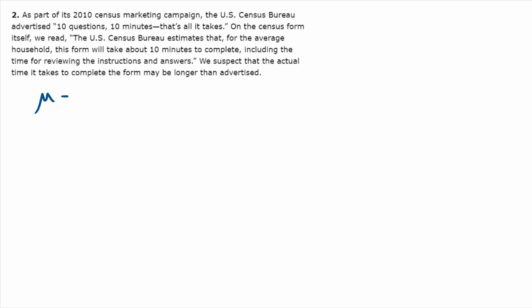So the mean is the mean time it takes to complete the 10 question census form. We'll just say complete the census form. Alright, so we got our census form there. Now, in this case, what's our null and our alternative hypothesis?